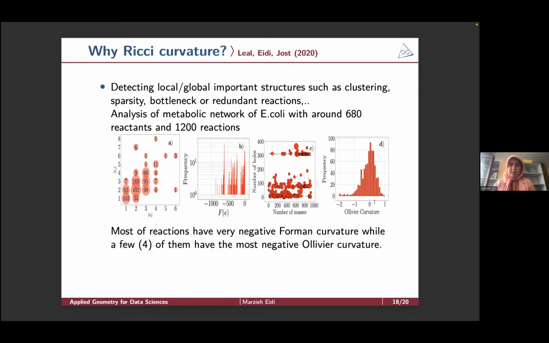You remember, the maximum distance of every mass and every hole was three. But here, when we talk about curvature zero, it basically means that for most of the reactions, most of the masses can have a direct connection with one directed hyperedge to most of the holes. So the curvature in the sense of Ollivier is not negative for most of the reactions, and just four of the reactions have curvature minus two, which is the most negative amount. And most of the reactions have curvature around zero and positive.